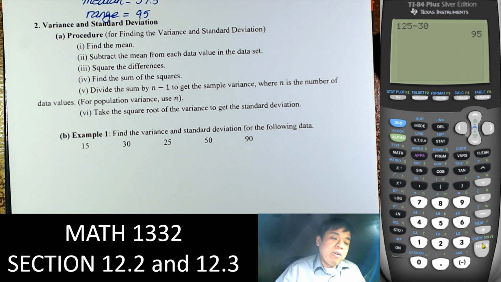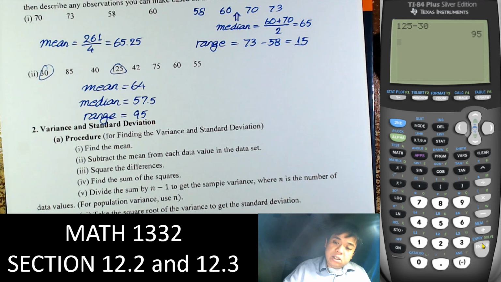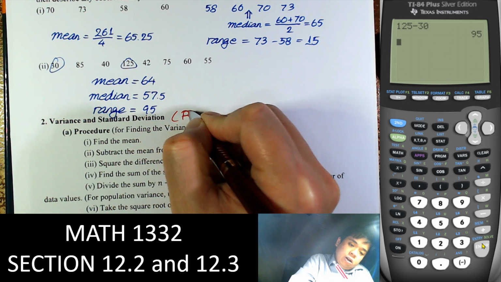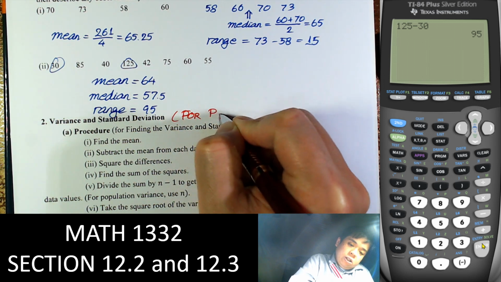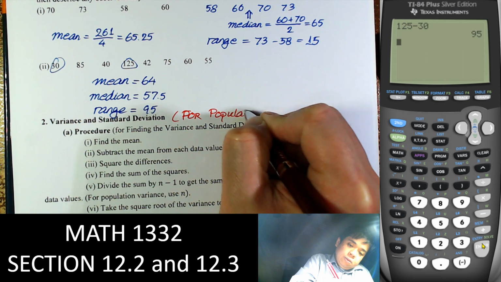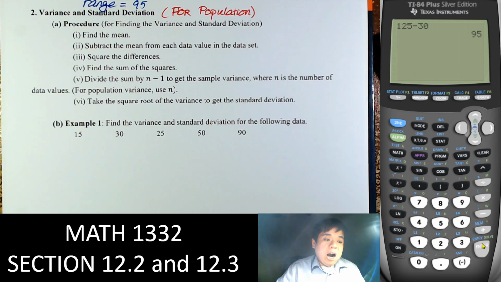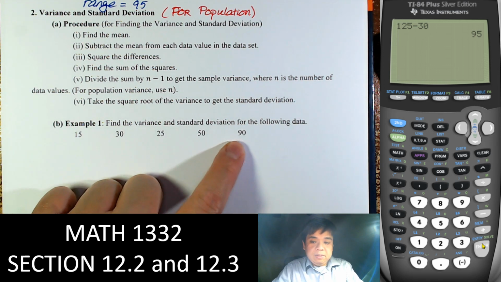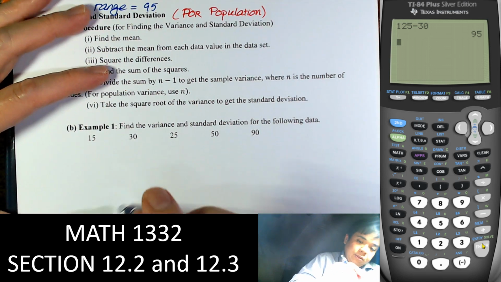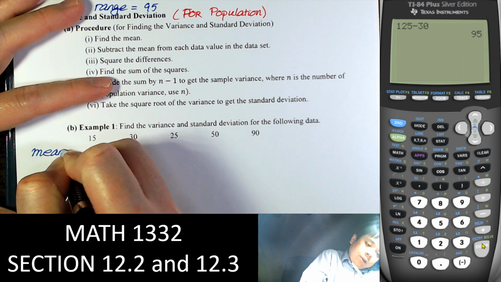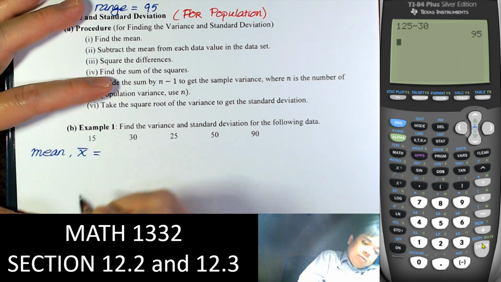Finally, we have the variance and standard deviation. In this case, what we focus on is the population. Right. To do this, let's talk about the variance first. We find the mean, denote that by X bar.